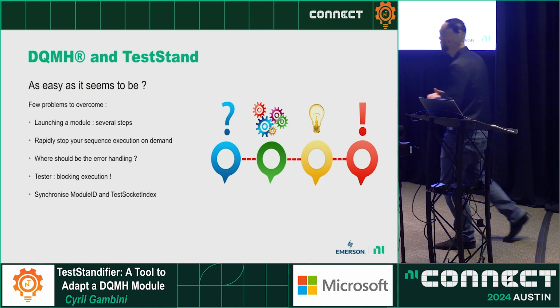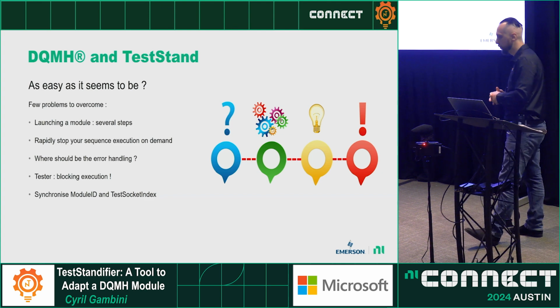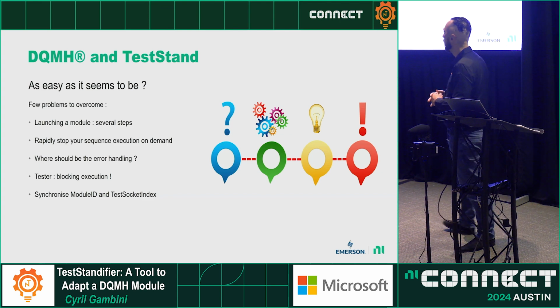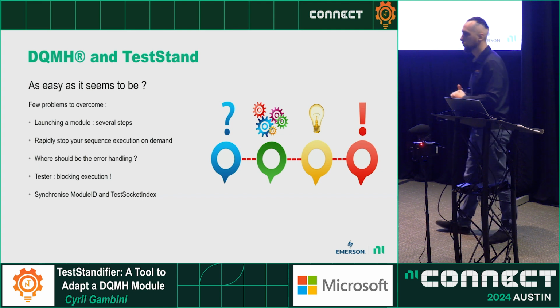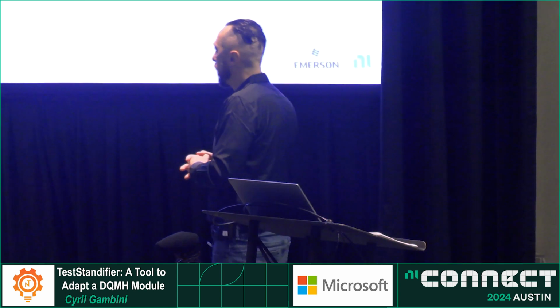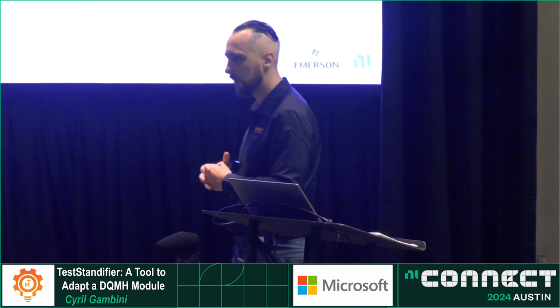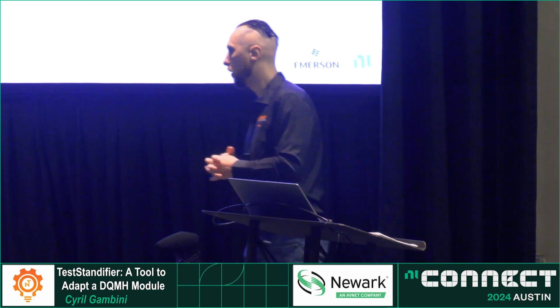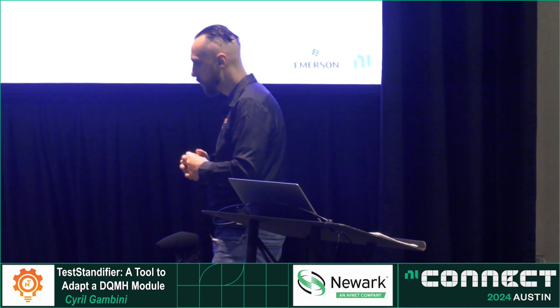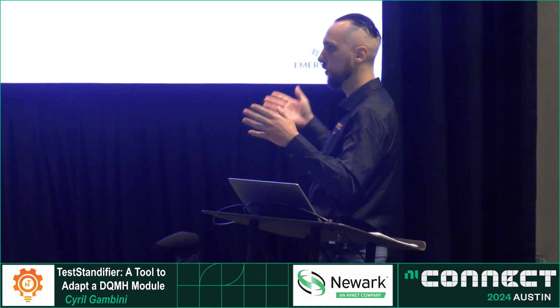And something that is a little bit more complicated: if you are using clonable modules in DQMH, you have a module ID. A module ID allows you to target a specific clone that is running. Most of the time, we want to synchronize the module ID with the test socket index. Test socket index is a variable that is populated by TestStand. The number in that variable is the number of your socket. So most of the time, you will want to synchronize your test socket index with your module ID.